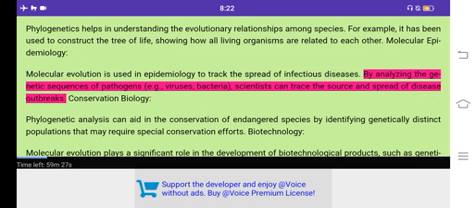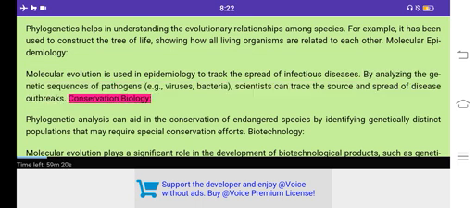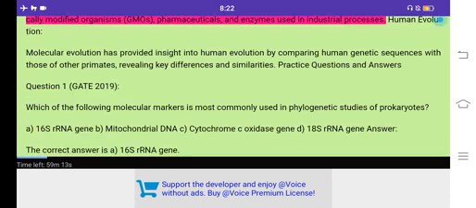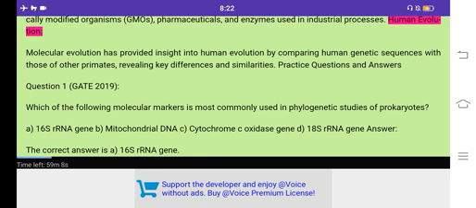By analyzing the genetic sequences of pathogens, e.g., viruses and bacteria, scientists can trace the source and spread of disease outbreaks. Conservation biology. Phylogenetic analysis can aid in the conservation of endangered species by identifying genetically distinct populations that may require special conservation efforts. Biotechnology. Molecular evolution plays a significant role in the development of biotechnological products, such as genetically modified organisms, GMOs, pharmaceuticals, and enzymes used in industrial processes.